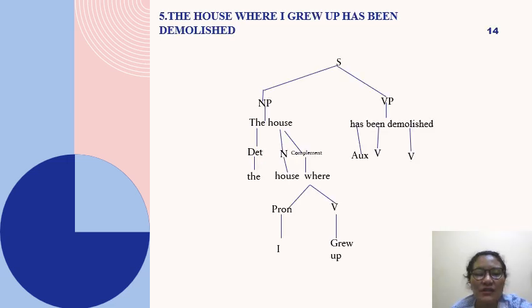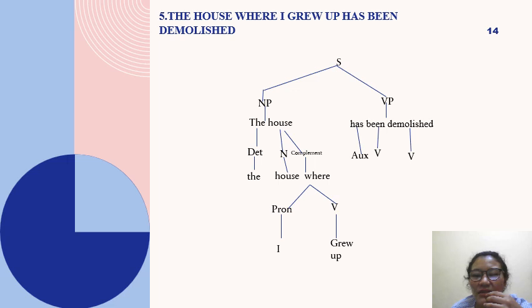Okay, this is the last question, question number 5. The question is, the house where I grew up has been demolished. I have to explain this sentence with the diagram. The first is the sentence, and I have to divide it into several parts. First is the noun phrase. The house is the noun phrase, and the is a determiner. House is a noun. Where is a complement. The pronoun is I. The verb is grew up.